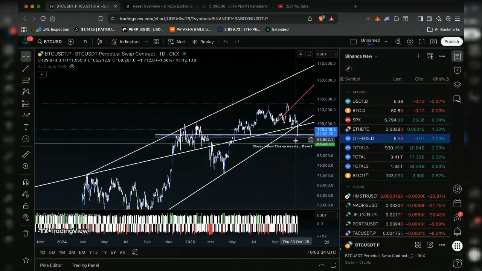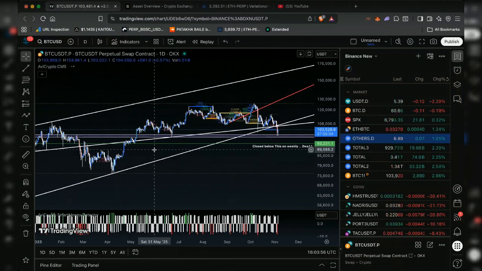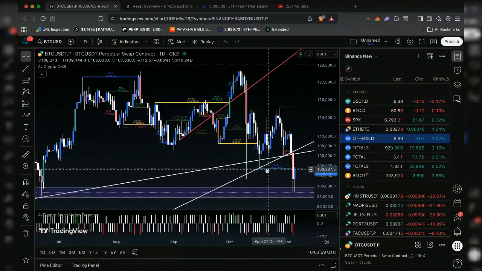This level was a very powerful level which has already acted before as well, right? You can also mark it as a level of 93,200. If we close below this on a weekly, that means we are dead. We are going back to ground zero. Right now, let me just check where the market structure shift is.